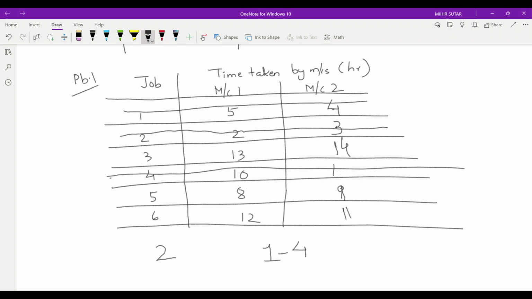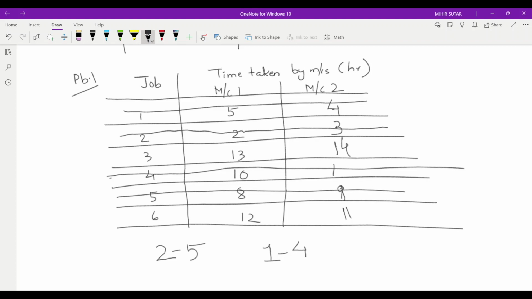Now after that, which one is the shortest time? It is 13, 14, 8, 9, 12, and 11. So this 8, I think, is the shortest one, isn't it? Yes, ma'am, 8. 8 corresponds to machine number 1 and to job number 5. And it is by machine number 1, so you will start filling from the left. You will consider it your job number 5. Okay? And now you cut this one.